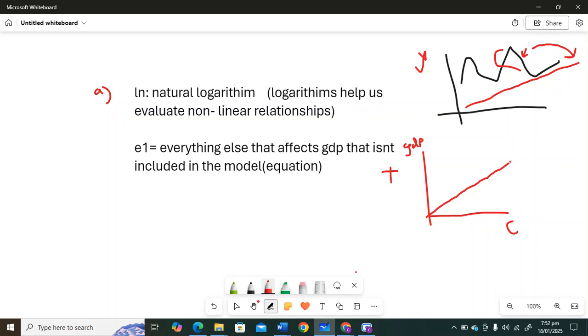If the coefficient has a positive sign, then it means if the independent variable increases, in this case, if capital investment increases, then GDP is going to increase. So they are moving in the same direction. If capital investment decreases, then it also means GDP is going to decrease. Colleagues, are we okay with that? Any questions?